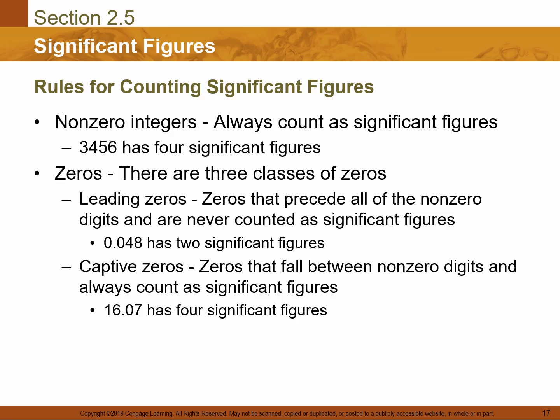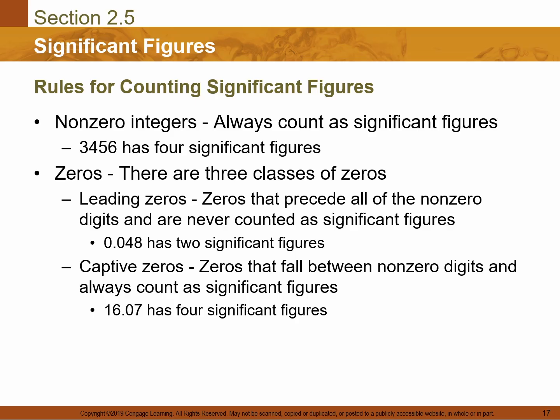Now we need to talk about the rules for counting significant figures. Remember that all non-zero digits are significant. So a number like 3,456 has 4 significant figures. Zeros are much harder to figure out. Leading zeros, which appear before the first non-zero digit, are placeholders and are not significant. So 0.048 has 2 significant figures. Captive zeros, which fall between 2 non-zero digits, are always significant. So 16.07, captive between the 6 and 7, has 4 significant figures.